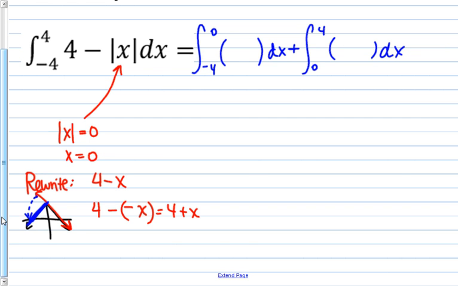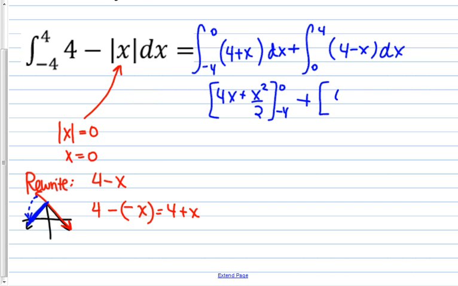Okay, so I'm looking at the graph. The left side is the side that I need to be 4 plus x, and then the right side is going to stay as is. I hope you're seeing a pattern here. Okay, so integrate. I get 4x plus x squared divided by 2 from -4 to 0. And then 4x minus, I just want to make sure we see that there is a minus, 4x minus x squared divided by 2, evaluated from 0 to 4.